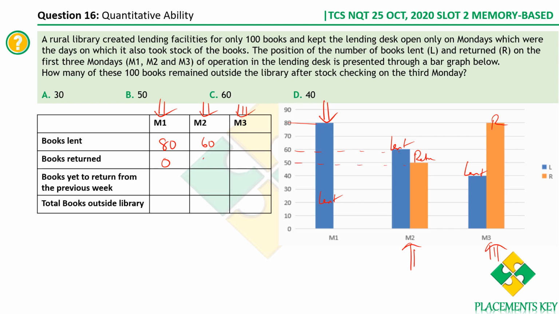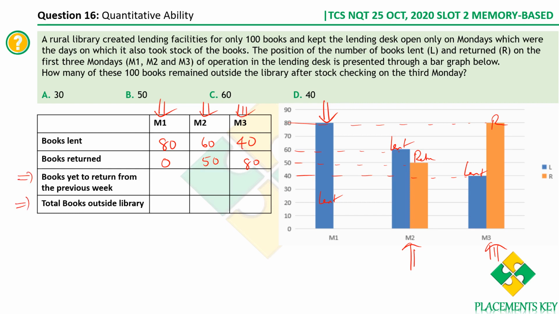50 were returned. Similarly, for the third Monday, how many were lent? 40 were lent, and then how many were returned? 80 books were returned. Okay, this is the data that is given. Now let's compute a few more values here.